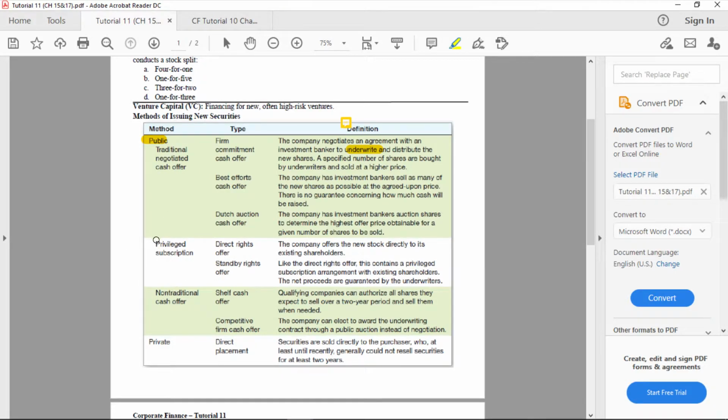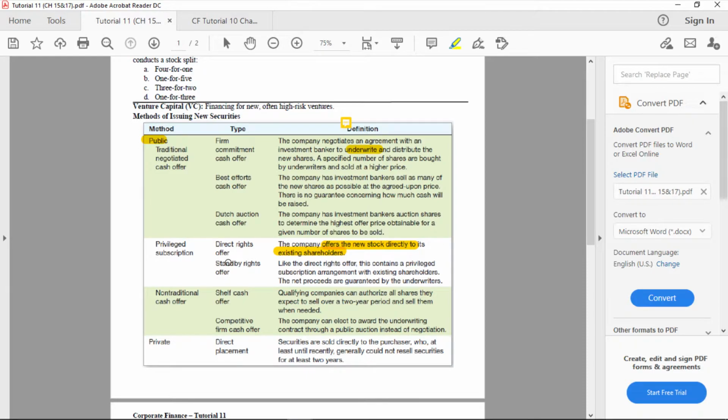It is the privileged subscription. The privileged subscription has two types of offers. The first one is direct rights, in which the company offers the new stock directly to its existing shareholders. A rights offer is only available for companies that are already publicly listed, such as Bank Mandiri, Bank BNI, or Bank BRI. If they want to raise new shares, to raise money using securities financing, they could have an option such as a direct rights offer.